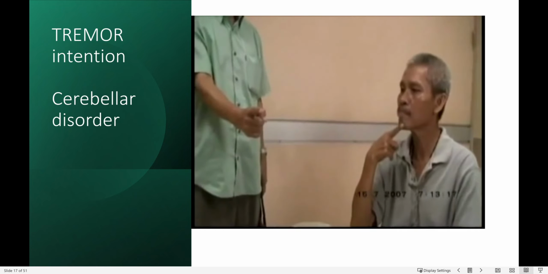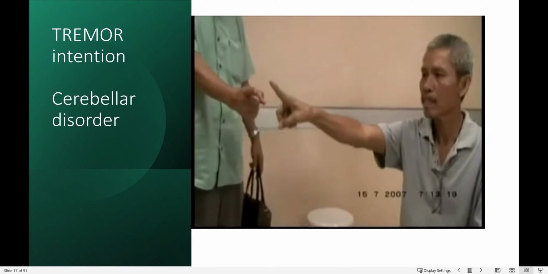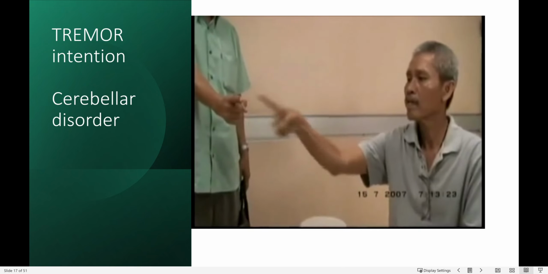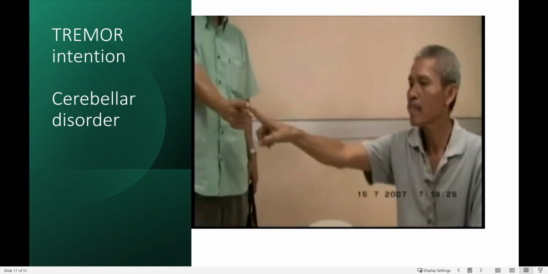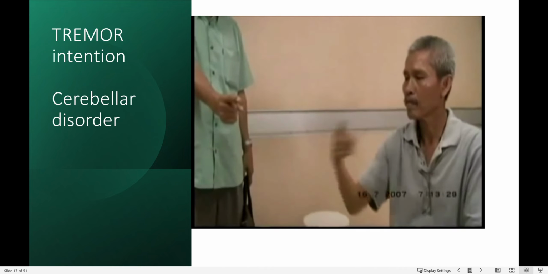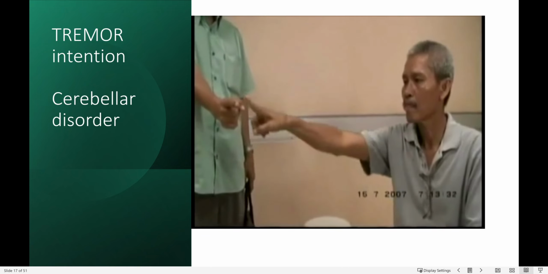This patient exhibits a kinetic or action tremor in both upper extremities during chin-finger testing, with larger amplitude limb oscillations as he approaches the target of the examiner's finger or his chin.